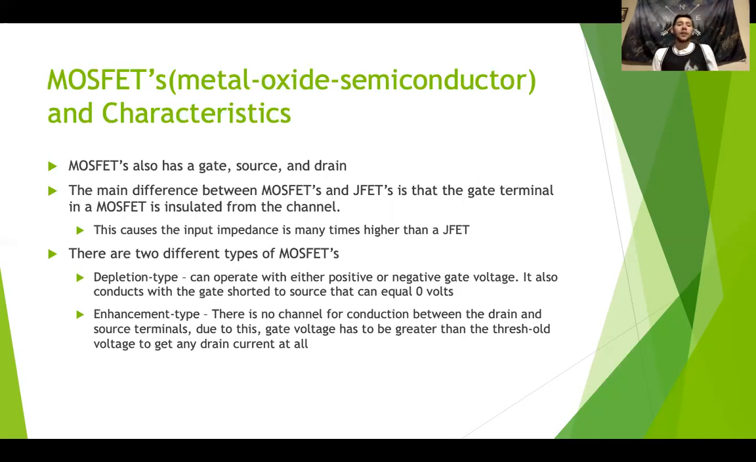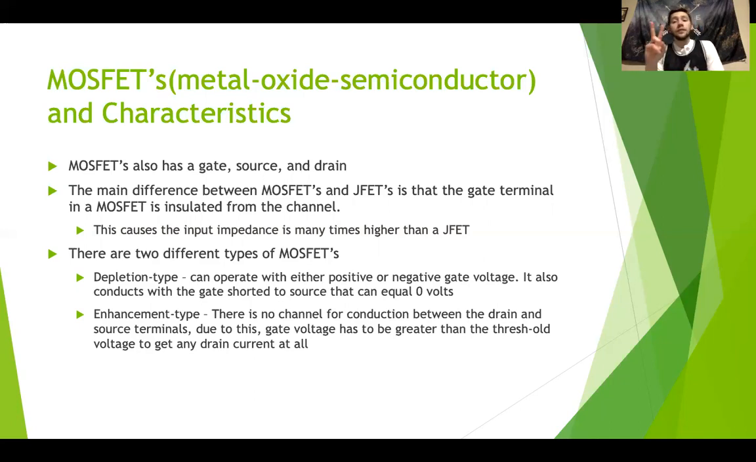Now, I'm going to talk about the MOSFET, which is a metal oxide semiconductor field effect transistor. It's a lot of words for that. So a MOSFET also has a gate, source, and drain, just like the JFET. Pretty much the main difference between MOSFETs and JFETs is the gate terminal in a MOSFET is insulated from the channel. And this causes the input impedance to be multiple times higher than your regular JFET.